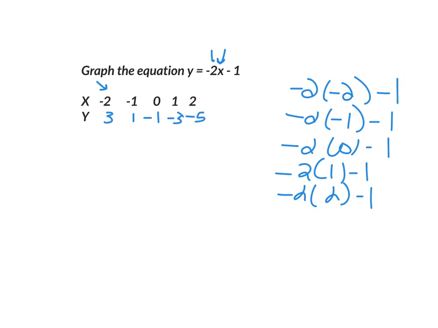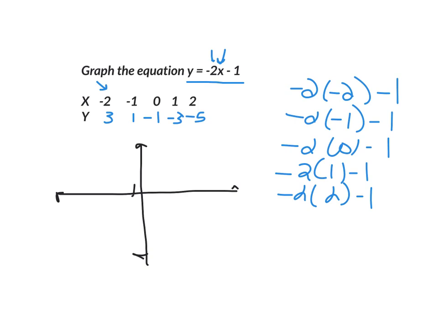All right, now if you notice there's a pattern in the y's. Anytime we're graphing a line or a linear equation, if you put in numbers for x and they're in a pattern, your y's will also be in a pattern. That's a freebie. Free piece of information for you.